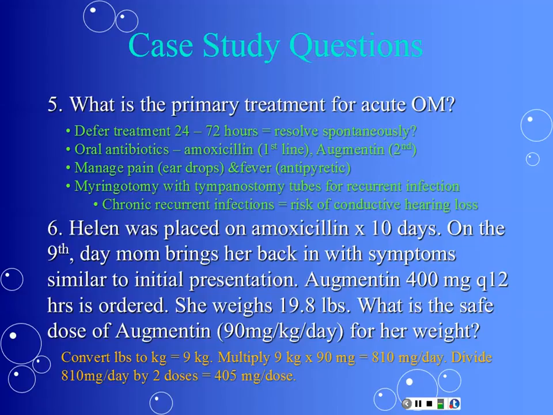Is that what you got? Okay. So if you convert the pounds to kilos, you get 9 kilos. You're going to multiply that by 90, which is going to give you 810 milligrams per day. When we're looking at safe dose, remember we have to compare apples to apples and oranges to oranges. So we have to divide that 810 by 2 because she's getting it every 12, which is twice a day. And it's 405 milligrams per dose.